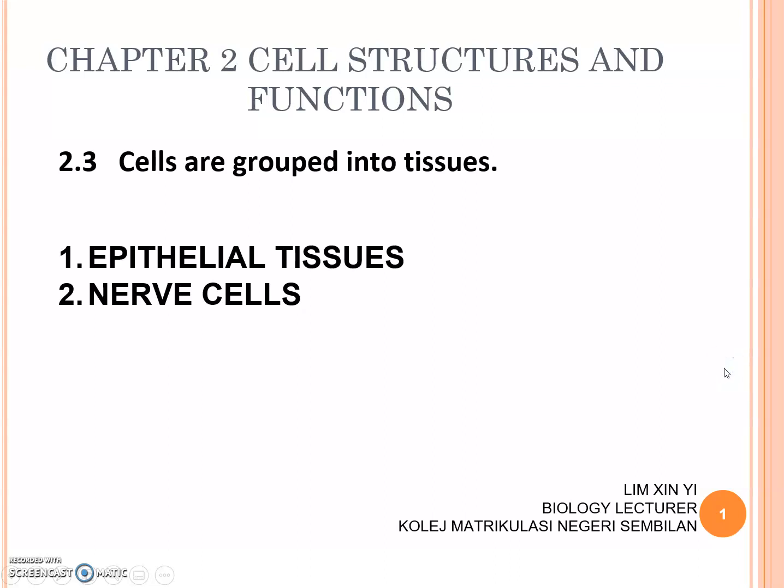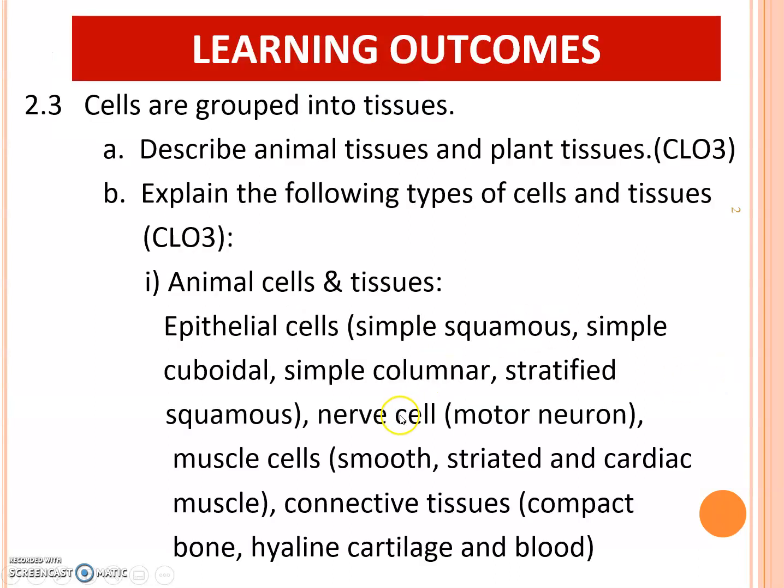This video is about two types of animal tissues, epithelial tissues and nerve cells. Explain the following types of cells and tissues. For animal tissues, we are going to learn four types of epithelial cells: simple squamous epithelium, simple cuboidal, simple columnar, and stratified squamous. For nerve cells, we are going to focus on the motor neuron.